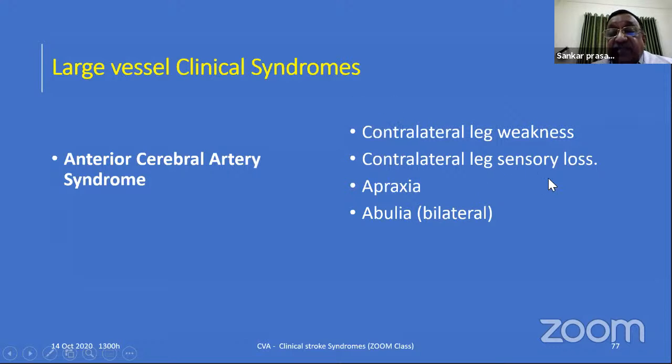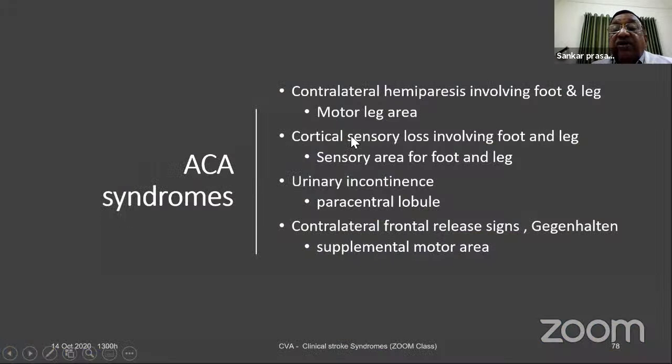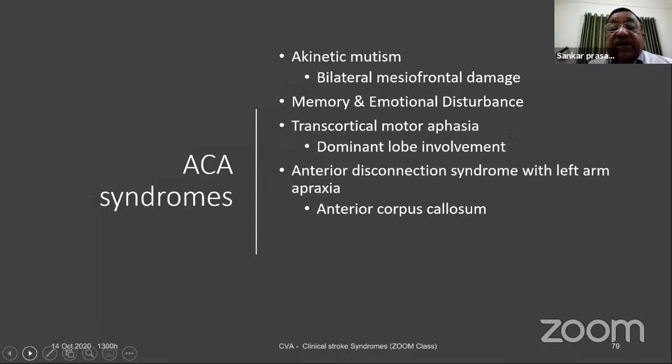Contralateral leg sensory loss, apraxia, abulia if it is bilateral, and contralateral hemiparesis involving foot and leg because of motor leg area involvement. The sensory area for foot and leg is involved. Cortical sensory loss involves the foot and leg, where you have to test for graphesthesia and stereognosis. The paracentral lobule is involved. You will have urinary incontinence, and there will be contralateral frontal lobe release signs, Gegenhalten, because of involvement of the supplementary motor area.